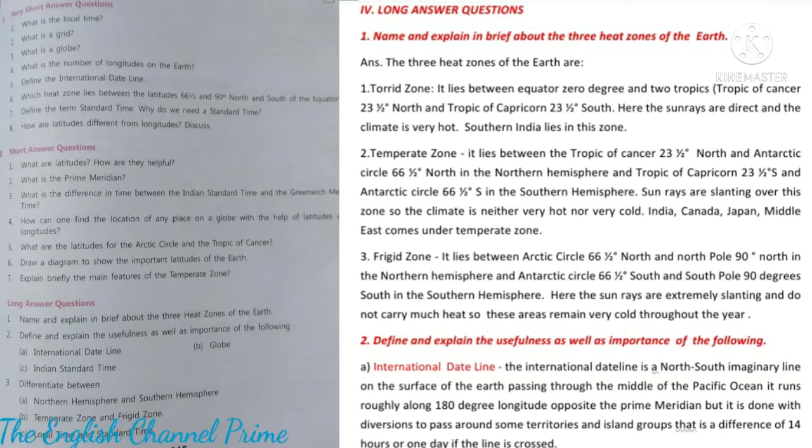C. Frigid zone. It lies between the Arctic Circle 66½ degrees north and the North Pole 90 degrees north in the northern hemisphere, and the Antarctic Circle 66½ degrees south and the South Pole 90 degrees south in the southern hemisphere. Here the sun rays are extremely slanting and do not carry much heat. Therefore, these areas remain very cold throughout the year.